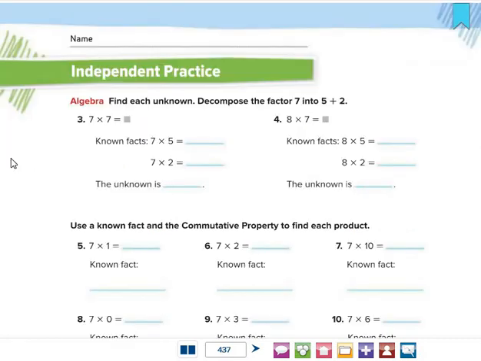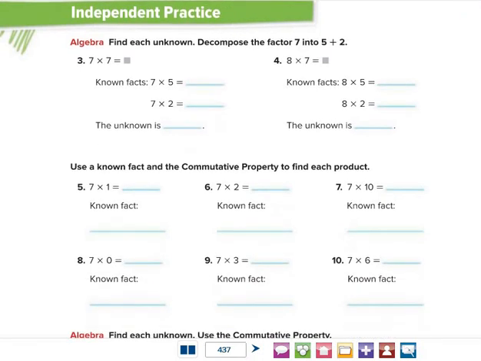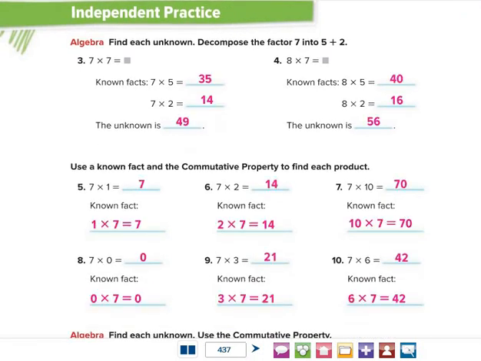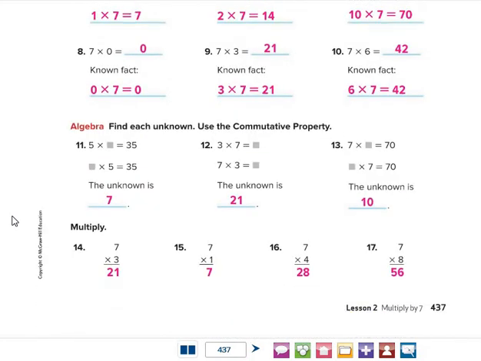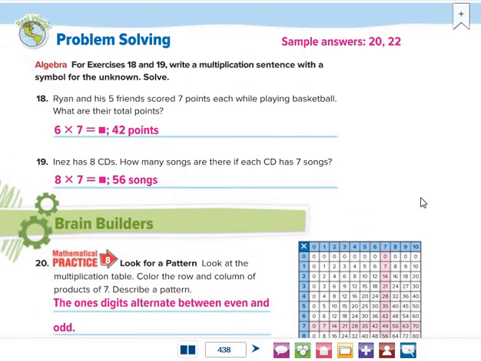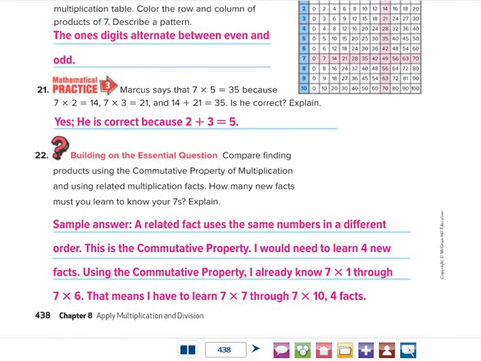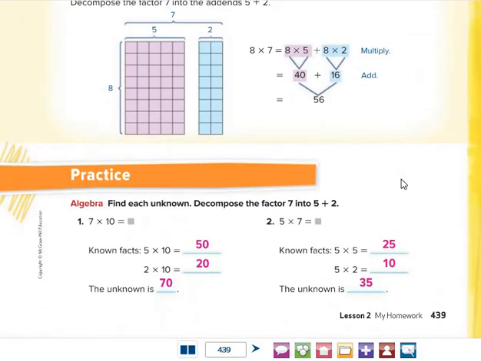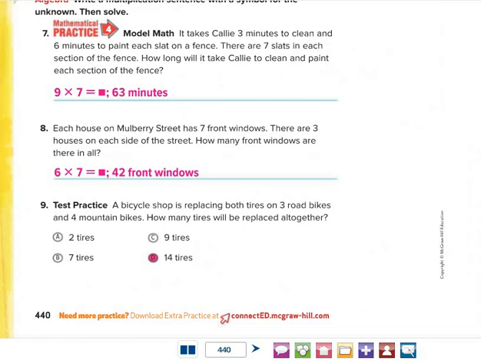Now it's your turn, grade 3, so please try to solve these questions by yourself. And then when you finish, you can check your answers here. This is page number 437. And this is page number 438. The next 2 pages are your homework, grade 3, so please try to solve them by yourself. And then when you finish, you can check them here.